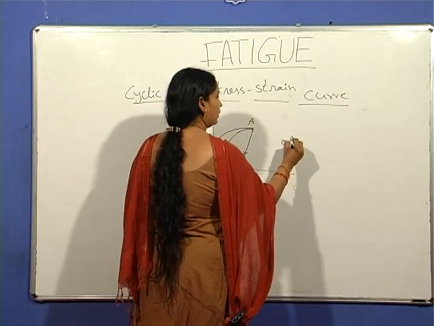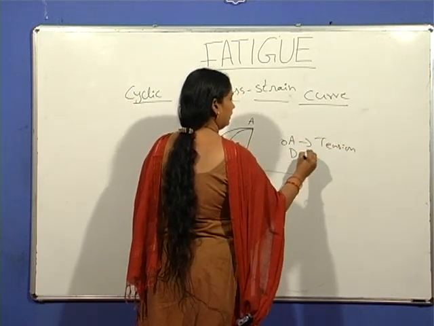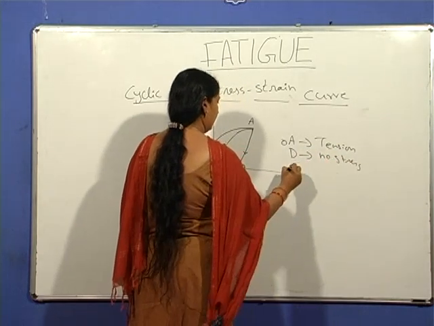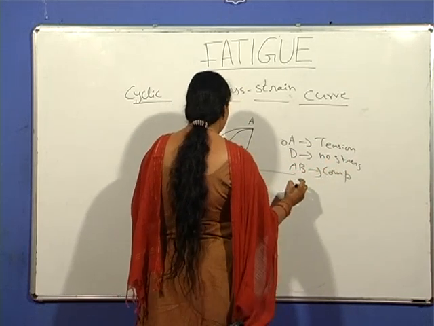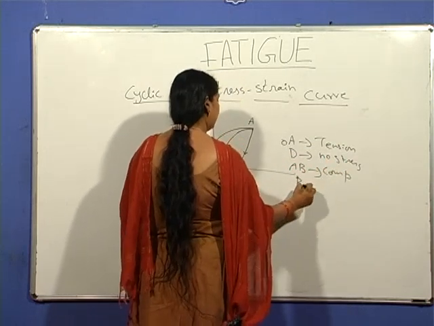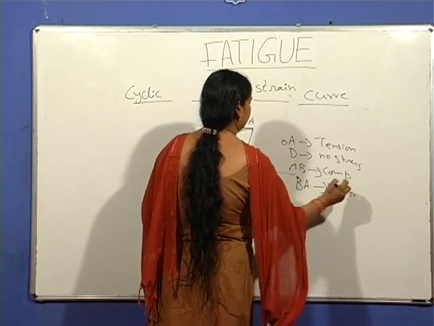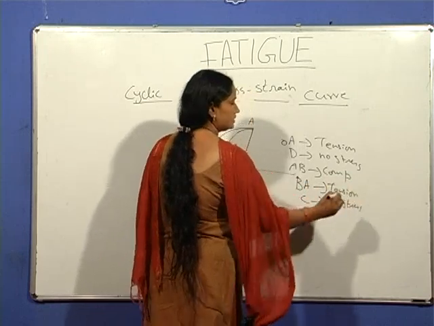So OA, the component is subjected to tension. Point D, where the component has experienced no stress, and AB, the component is subjected to compression, and again from B to A the component is subjected to tension, and again at the point C the component experiences no stress.